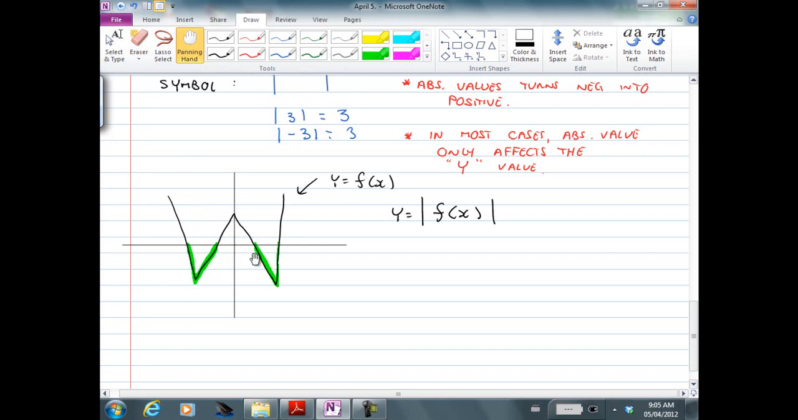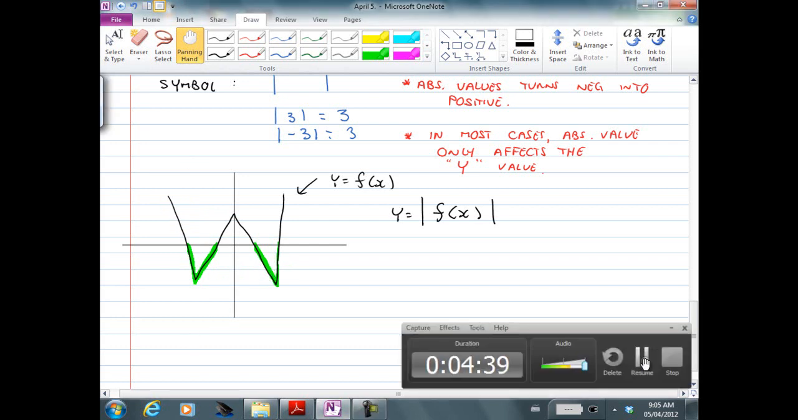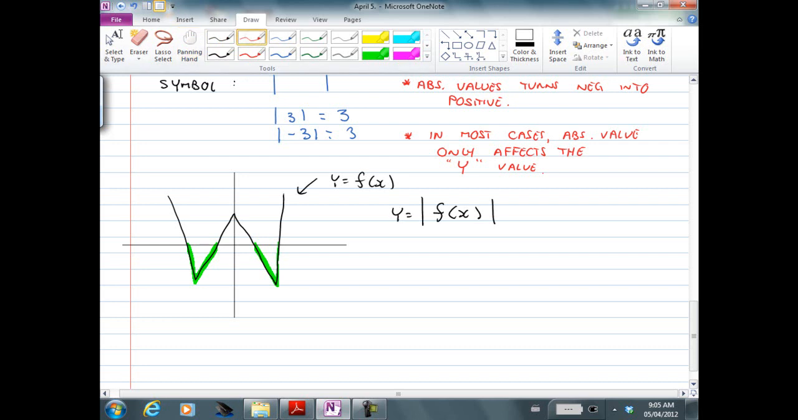Guys, imagine what it would look like if I make all these pieces positive. So take a minute and just draw it in for me. And to help you out, I'm going to give you some key points. Let's say this is -2, -2. Let's say this is going to be 2, -2. Just to show you a bit.